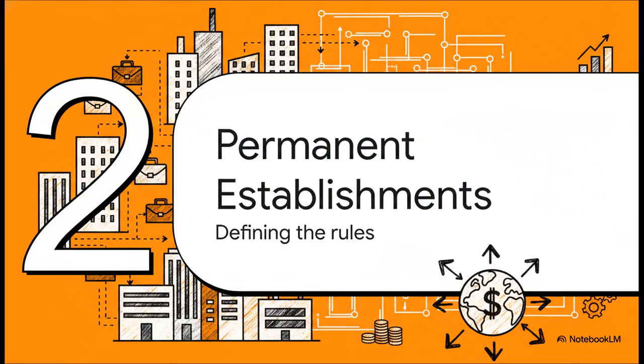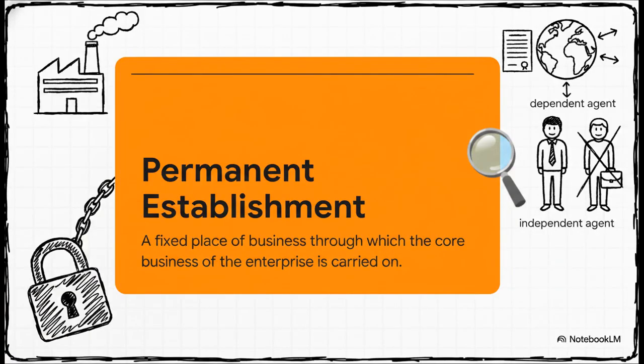Moving right along to Section 2, defining permanent establishments. If residence is the foundation, then the permanent establishment, the PE, is the absolute linchpin of international tax. I want you to read this definition deliberately alongside me. A PE is a fixed place of business through which the core business of the enterprise is carried on. Let's break down those 3 vital elements.